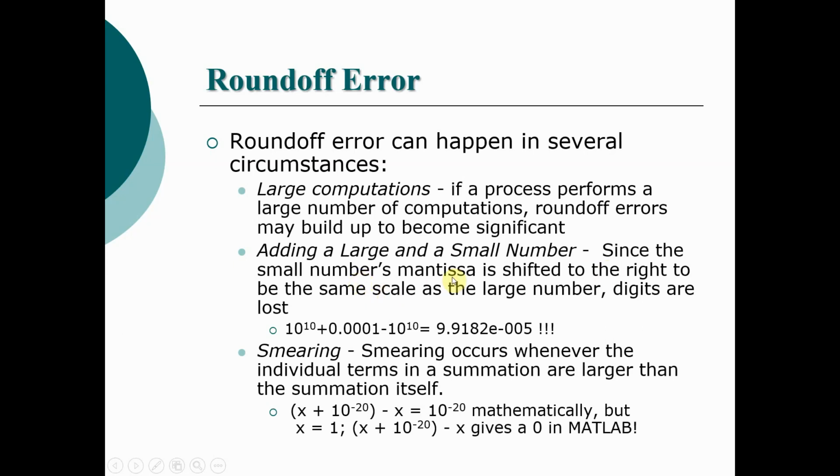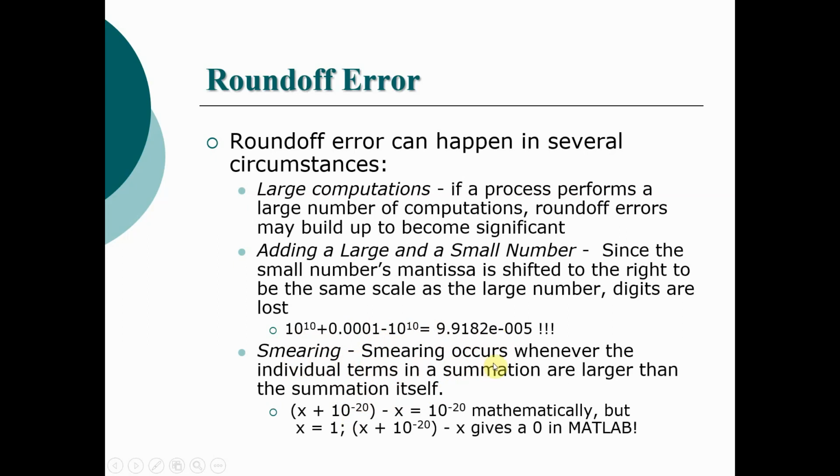In this case, since the small number's mantissa is shifted to the right to be the same scale as the large number, digits are lost, right? Because we want to make sure that we have the same scale for this operation, some digits are going to be lost, and then when you subtract the original 10 to the power 10 from this, you get a different number from 0.001. The same thing can happen if you have a very small number.